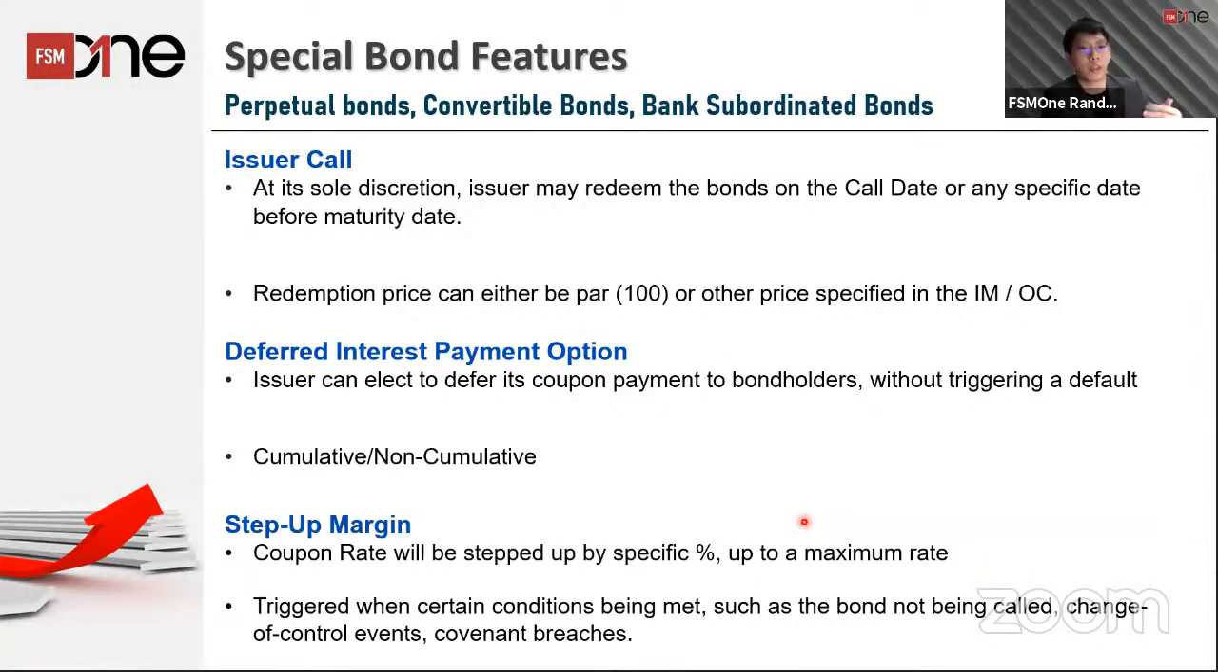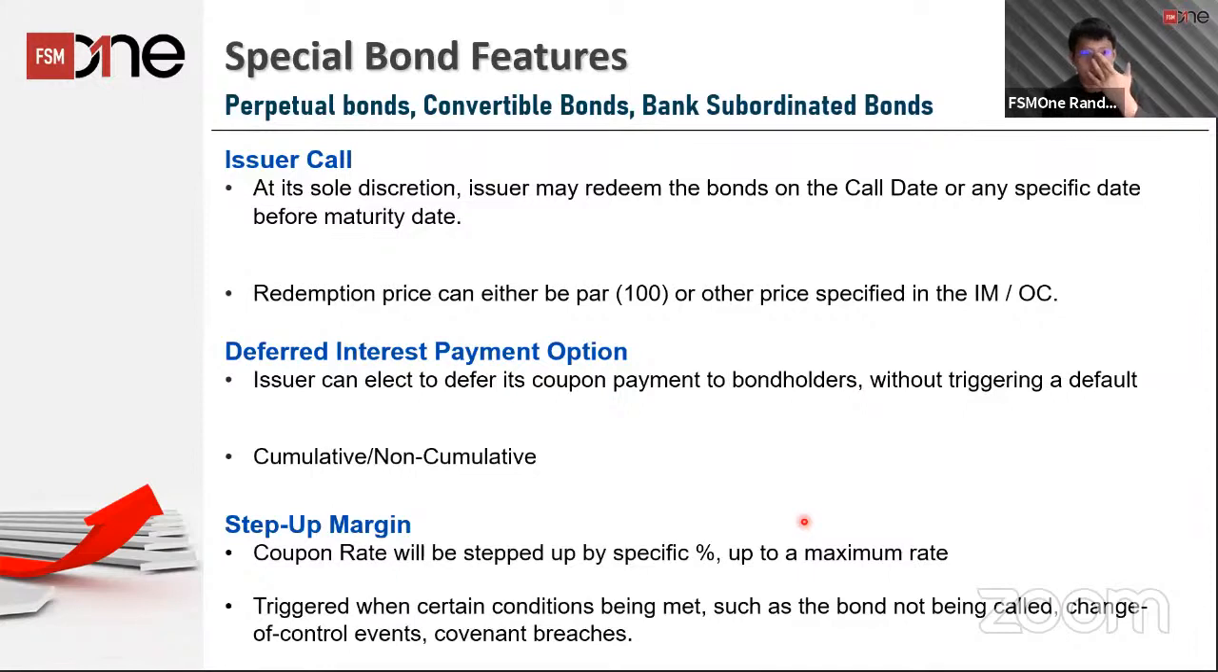Okay, so first things first is going to be the issuer call option. Like I said just now, it's an option for the issuer to redeem the bonds on the call date or any specific date before the maturity. It's the option for the issuer to do so. And the redemption price can be either at 100 or any other price stated in the bond prospectus as well. So I would say it's quite a common feature.